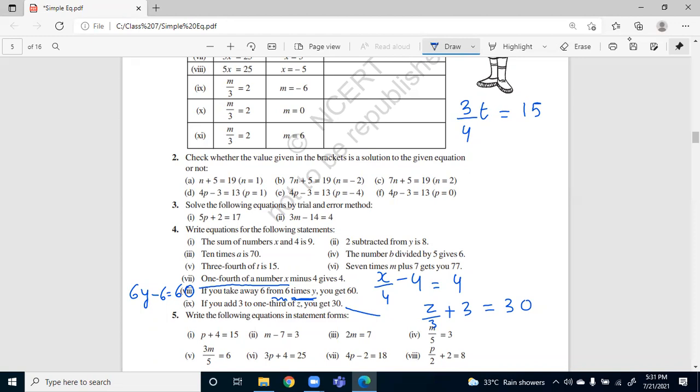1/3 means 1 by 3, of means multiply. So 1 by 3 of z means z by 3. And if you add 3 to z by 3, you will get 30.